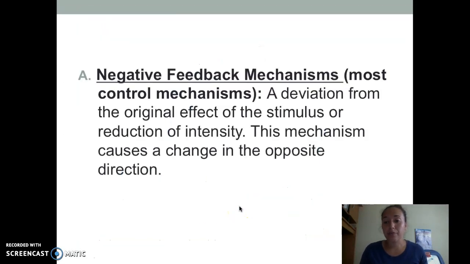You have two different types of mechanisms when we're dealing with homeostasis. The first one we're going to talk about is the negative feedback mechanism, because most of your examples would be negative feedback mechanisms. In a negative feedback mechanism, there is a deviation from the original effect of the stimulus, or a reduction of intensity. This mechanism causes a change in the opposite direction. So this would be anytime your body is going through that change and it brings it back to the set point. So instead of making it further from the set point, which there's a couple of examples of that, it's going to take that deviation and bring it back.